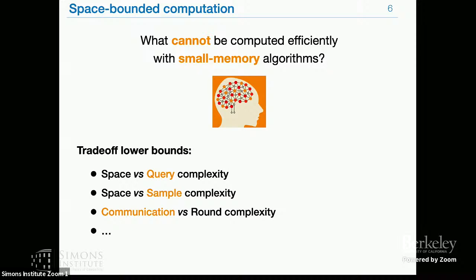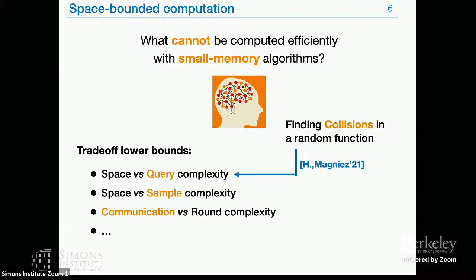A second kind of trade-off is sample versus space complexity. So again, the sample complexity increases when the space is limited. And another possible trade-off is communication complexity versus round complexity. So I worked a bit in the first setting, the space versus query complexity setting. And with my co-authors, we looked at a trade-off for the problem that consists of finding many collision pairs in a random hash function. Okay, so there are quantum algorithms that obtain speed up for solving this problem.